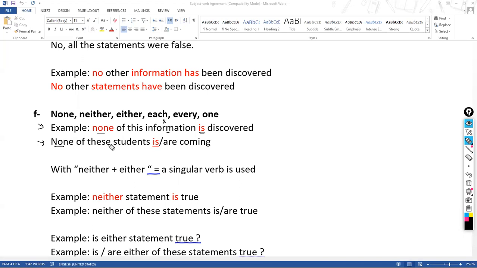None again of these students is coming. So notice in the first example and the second one, I use none. And in the first and second examples, I used singular and plural nouns, but again, I don't care about the noun because all the time, if you want to use them alone, even if the noun is plural or singular, you have to use a singular verb with them all the time. Okay, please, because this is extremely important.